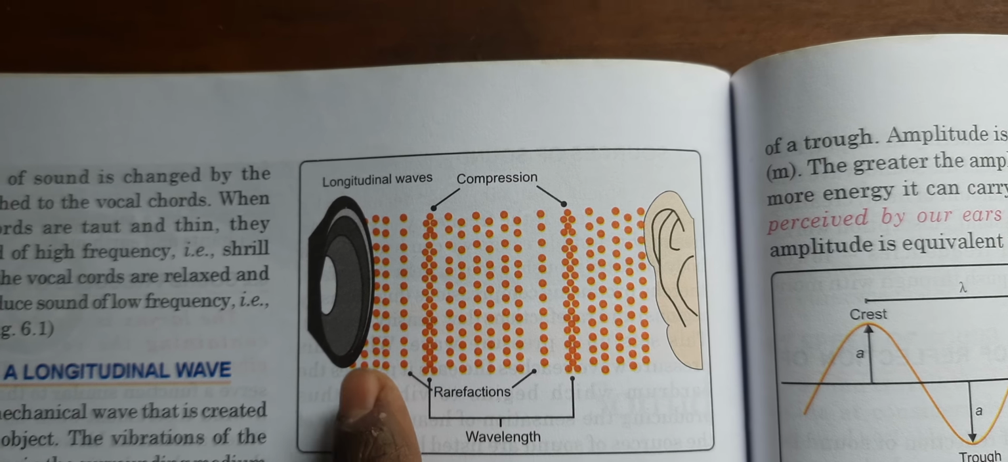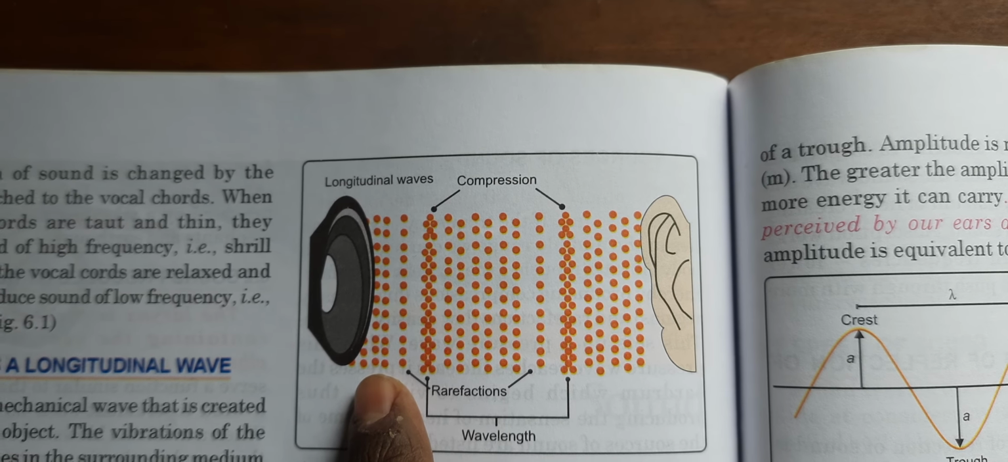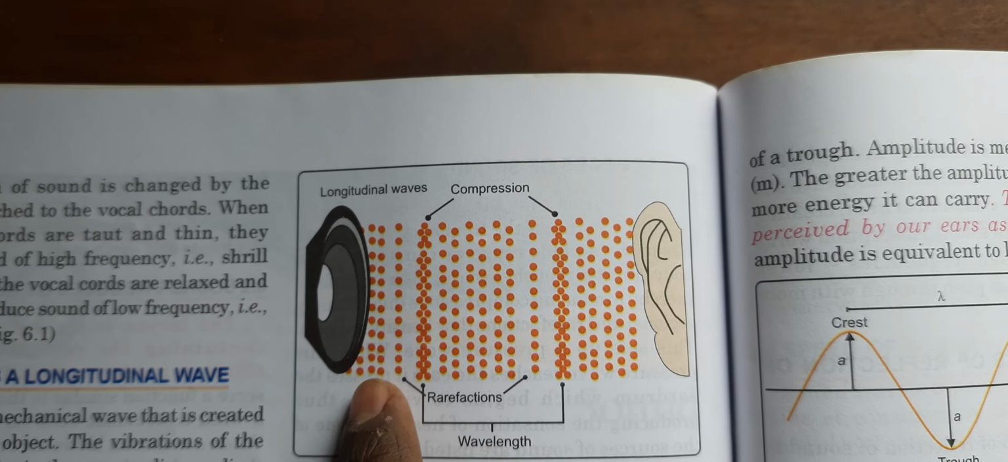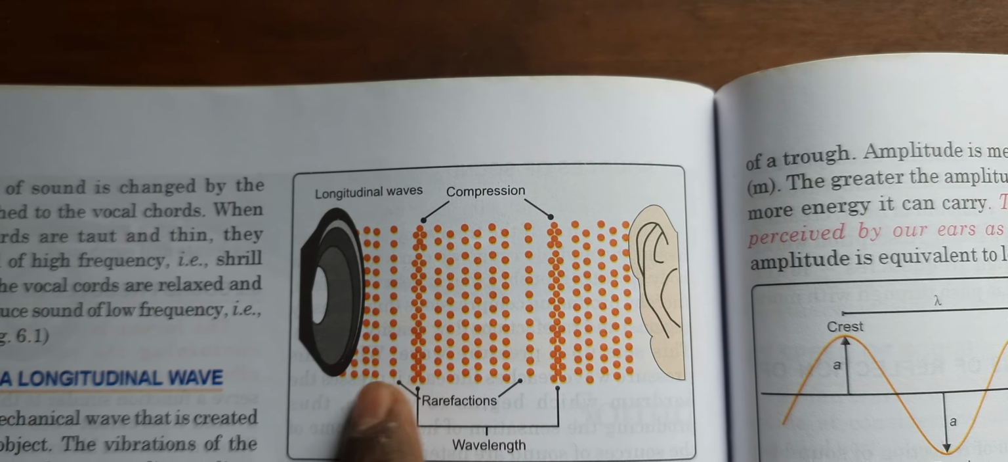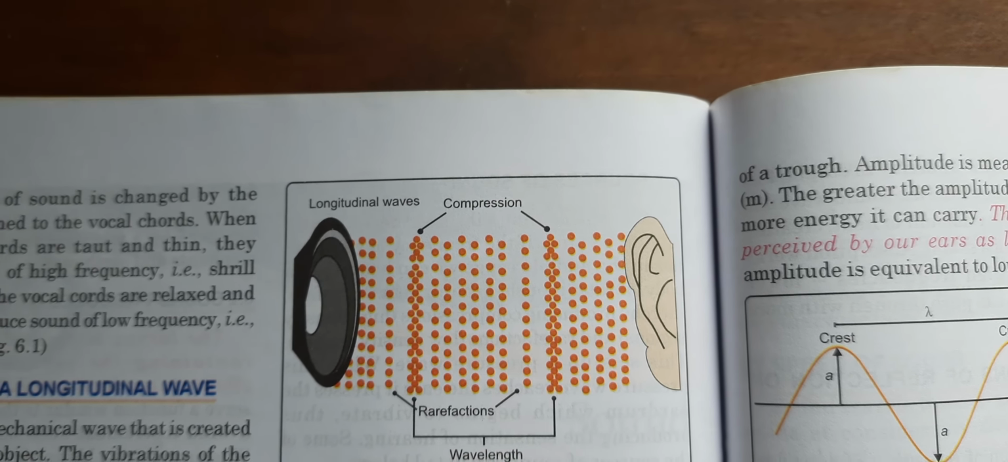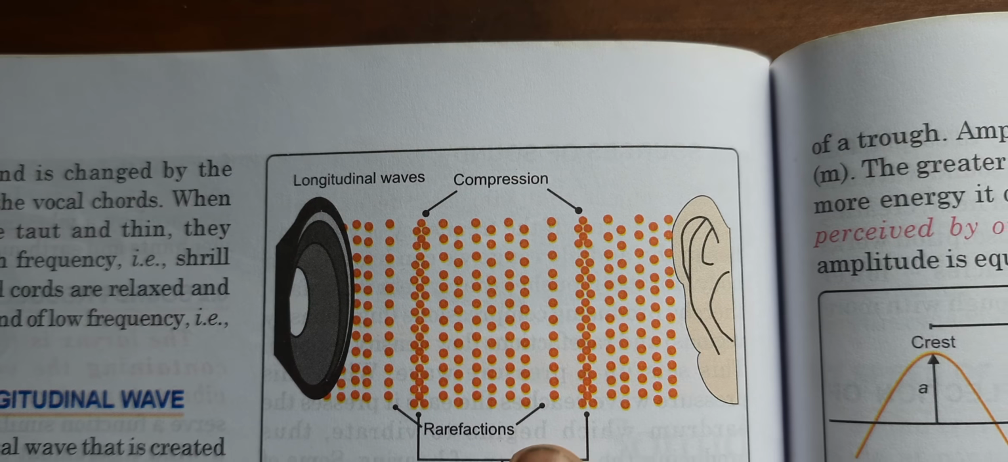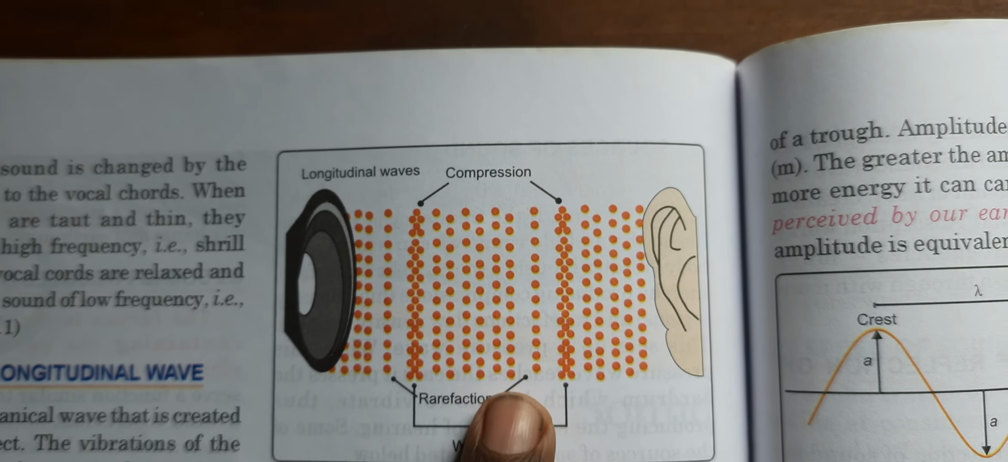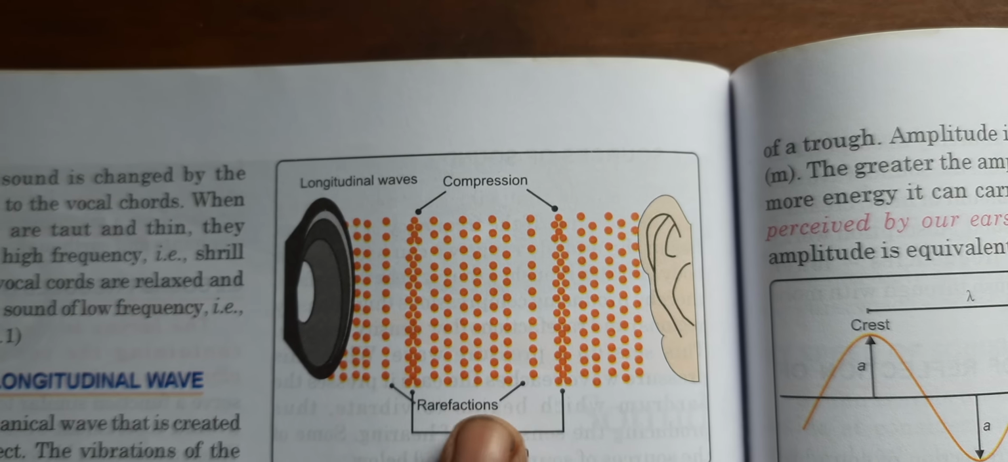Now these vibrations, as the energy makes the molecules vibrate, and when the molecules vibrate in such a way that they are away from each other, the distance of the molecules is a little further apart, that region of molecules is known as rarefactions.